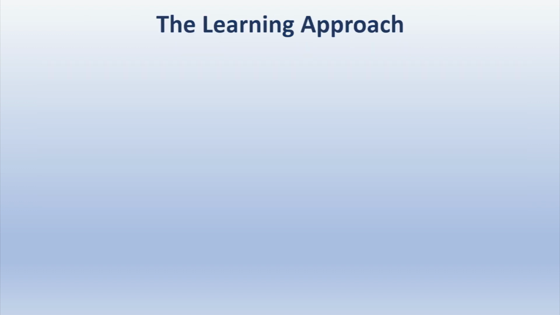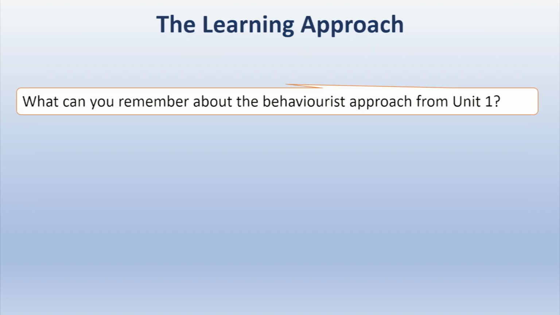Okay, so we're just going to do a little bit of a recap. First of all, what can you remember about the behaviourist approach from Unit 1? If you'd like to get a little bit of paper and do a mind map on the behaviourist approach and what you can remember about how it explains behaviour. If you want to pause the video and then press play when you're ready to go through it.